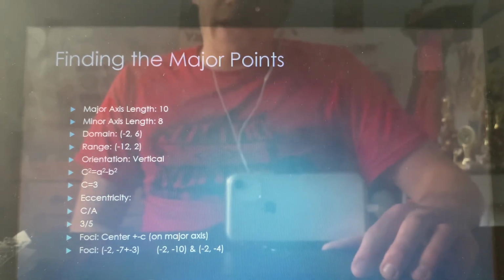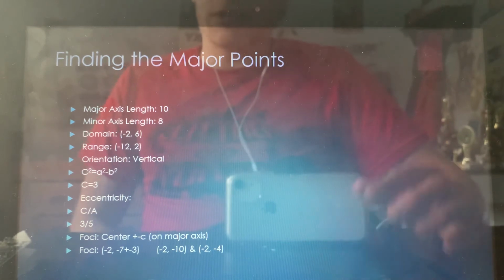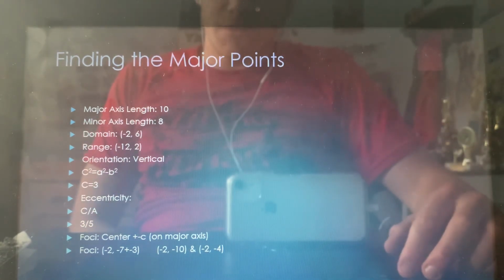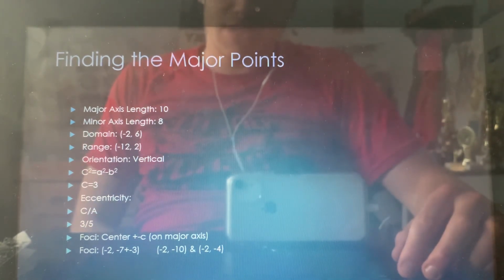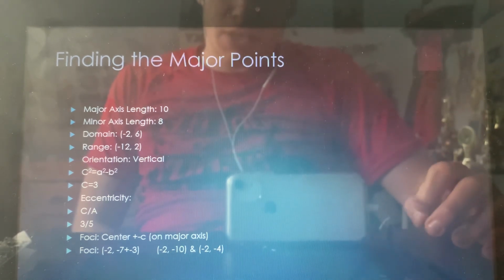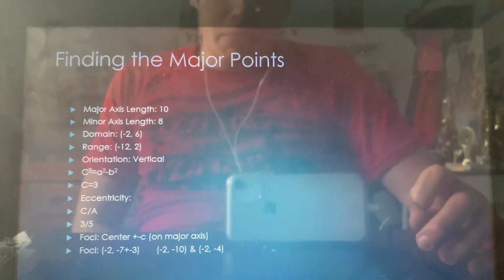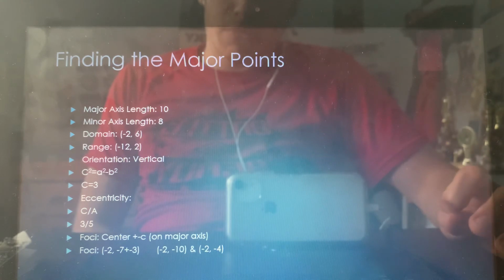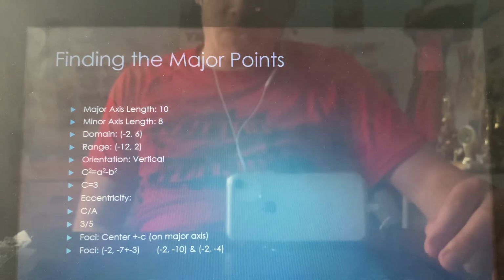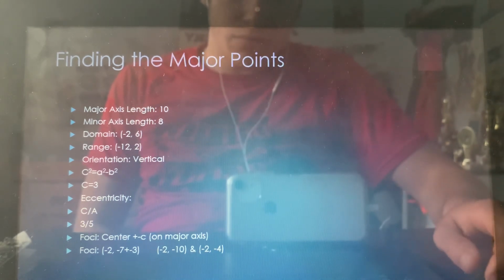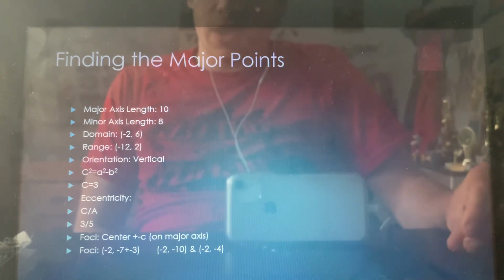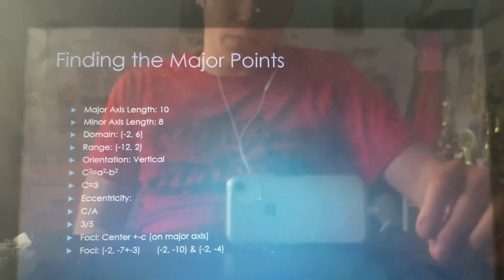Let's find c. Well, we get a squared, which we knew was 25, minus b squared, which we knew was 16. So that, you just get 9. C squared is 9, then c is just 3. Eccentricity, c over a, is 3/5. Now, the foci is the center plus or minus c on the major axis. And the major axis is vertical, so going along the y. So we know the y values are going to be changing. And it's the center, so we know the x value is 2 and the y value is negative 7. But that's changing, of course, plus or minus 3, because you go 3 up and 3 down to get the foci. So you get the two foci are at 2, negative 10, and 2, negative 4.